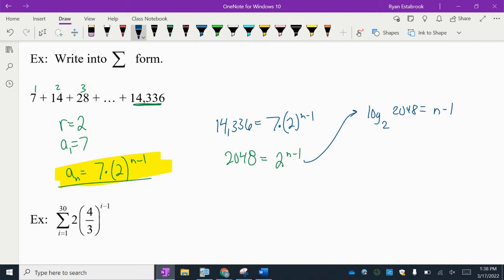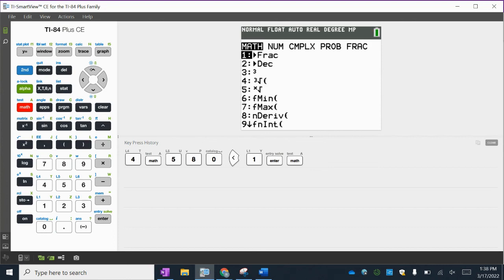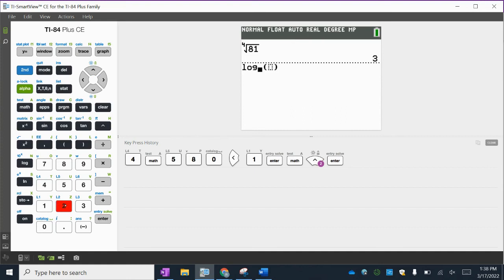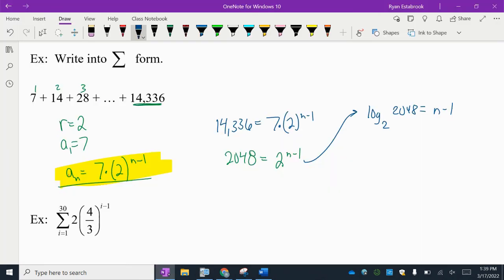Now this is something you can put onto your calculator. You can do the log change of base on your calculator. So math, I'm going to scroll up to log base 2 of 2048. 11. So when you evaluate this log on the left, we get 11 equals n minus 1. So what does n equal? 12.